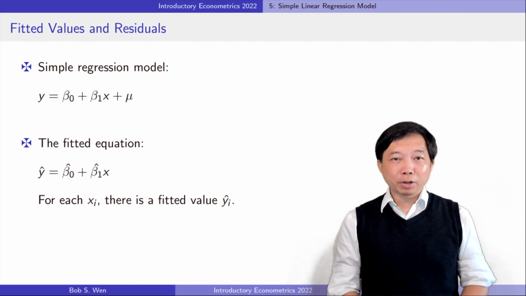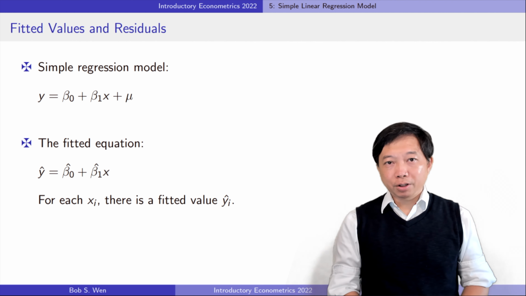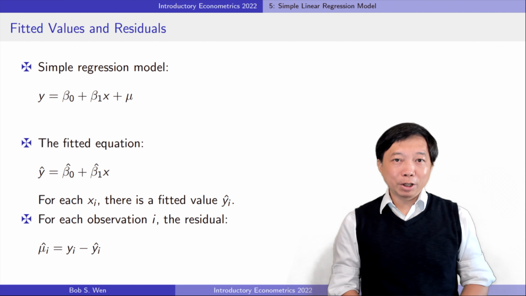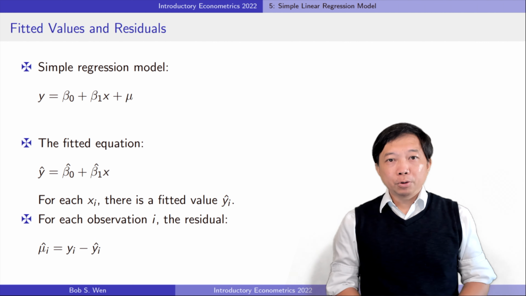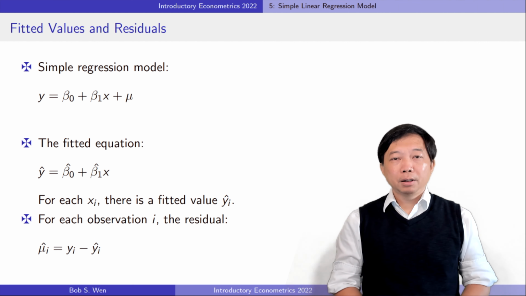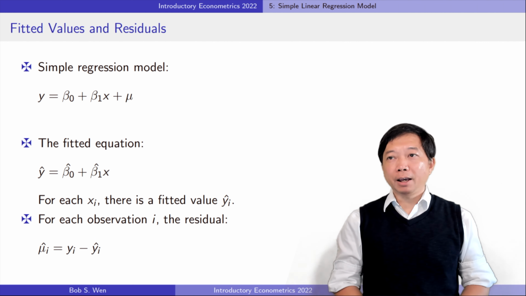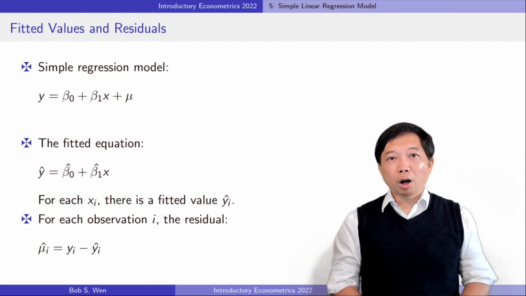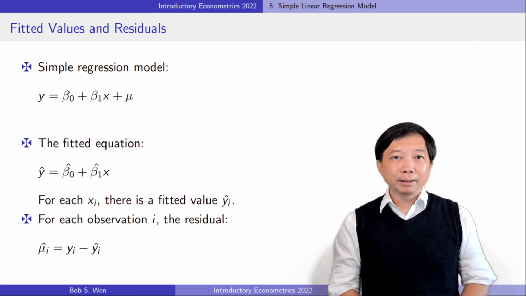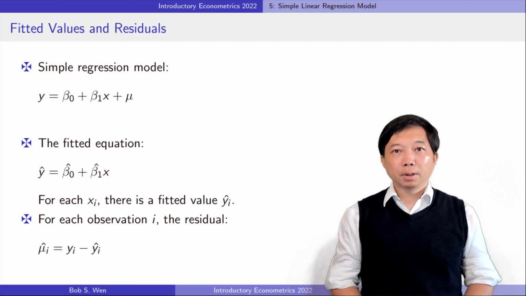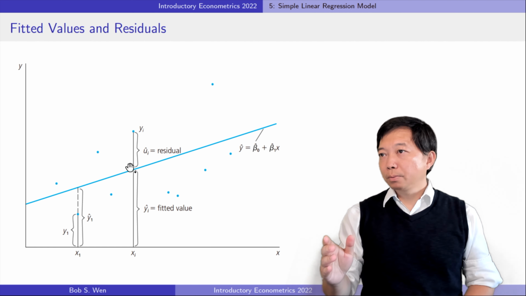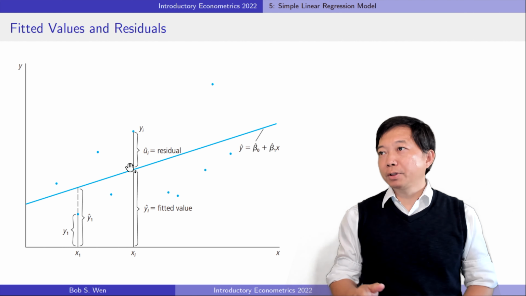We notice that for each xi, there is a fitted value y hat i. We calculate each y hat i from the estimated equation. For each observation i in the sample, there is a residual mu hat i. The residual mu hat i equals yi minus y hat i. The residual for each observation i is the difference between the actual value yi and the fitted value y hat i. We can see the actual observation points, the fitted points, and the residual in this graph.